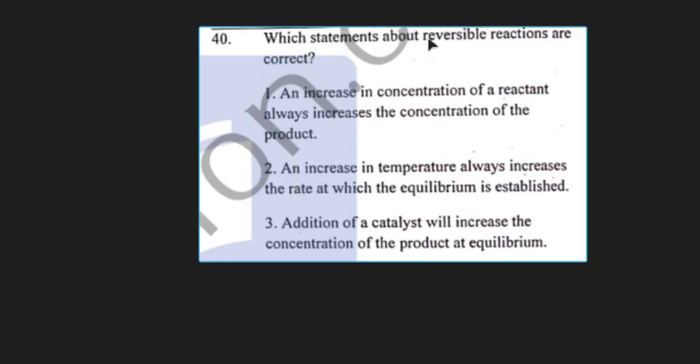Question 40. Which statements about reversible reactions are correct? 1. An increase in concentration of a reactant always increases the concentration of the product. That is following Le Chatelier's principle. Of course, it's a true statement that the equilibrium position will shift so as to cancel the effect by producing more products. 2. An increase in temperature always increases the rate at which the equilibrium is established. That is true due to effective collision of particles. 3. Addition of a catalyst will increase the concentration of the product at equilibrium. Of course not. That's not true, because a catalyst can either favor the forward reaction or the backward reaction. So 1 and 2 are correct, making option B correct.